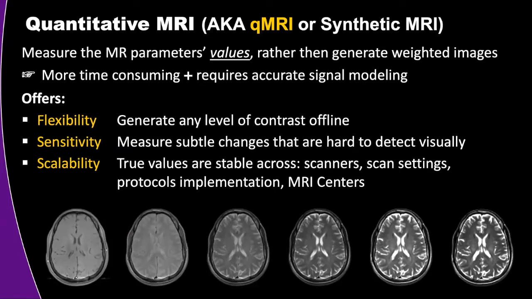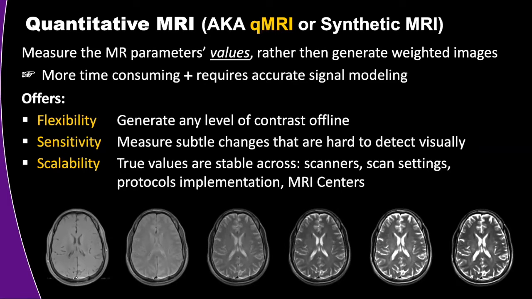The second advantage is sensitivity. When we measure an actual parameter value, and let's say we have a measurement error of 2 or 3%, that means that any effect that is above 2 or 3% would be detectable by MRI. Visually, on the other hand, we would need a much larger change in order to see differences. Here, the differences between these images are 10 or 20 percent change in T2 values. So it is known and possible to gain higher sensitivity by measuring the actual values.